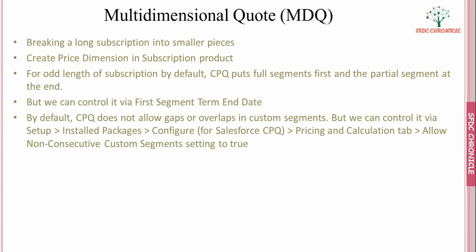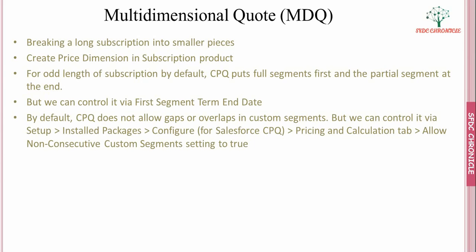Like in the first year someone started with a small term or some maximum discount, and later on they want a smaller discount, or the sales rep wants to give less discount at first, and in the next year wants to give a bigger discount as it is a long subscription. So that you can maintain via MDQ.